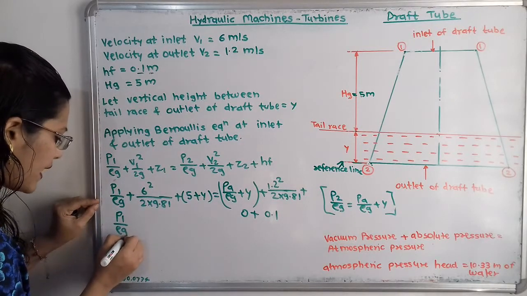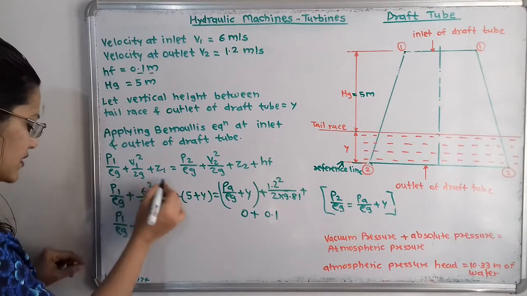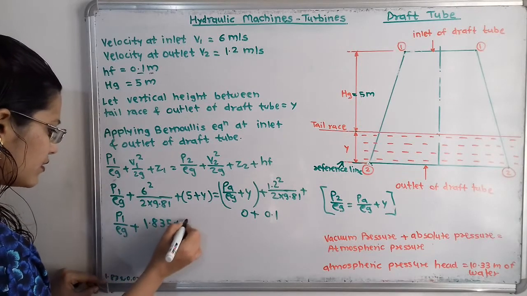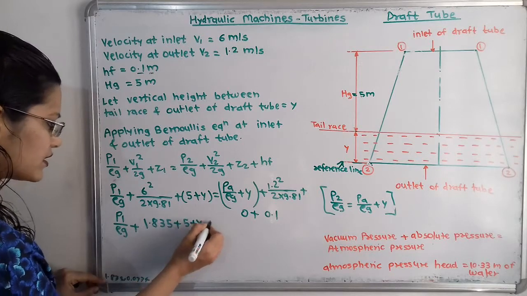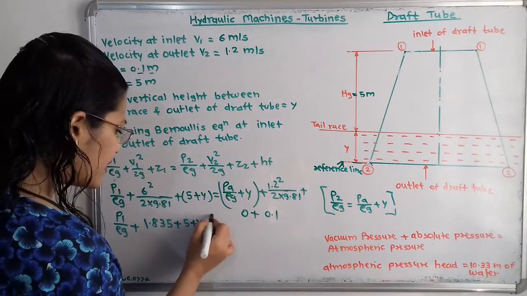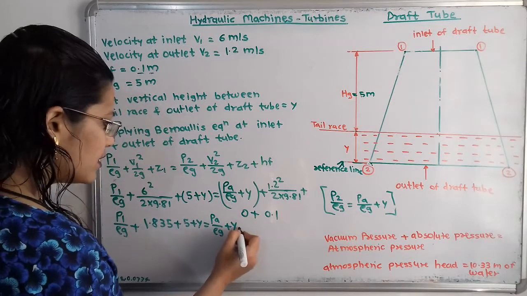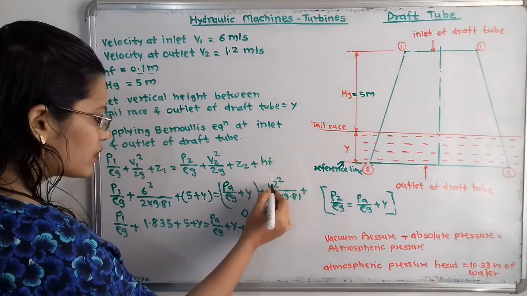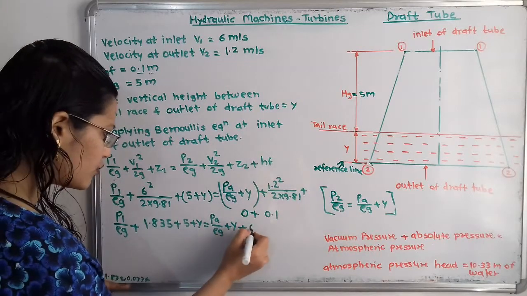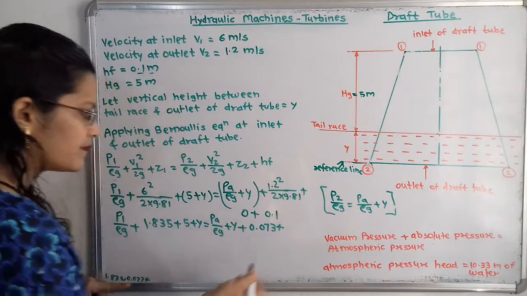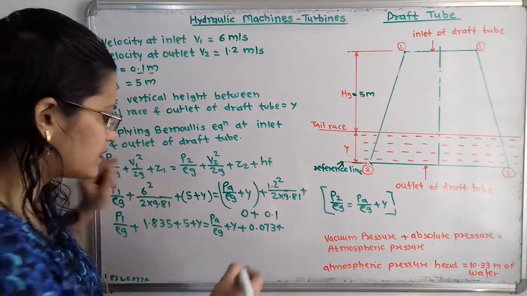So we will keep it as it is, plus. Now what is the answer for this? That is 1.835 plus 5 plus y is equal to. Now here I will write Pa by rho g plus y as it is, plus. Now what is the value for this 1.2 square? That is 0.0734. Then plus 0.1.